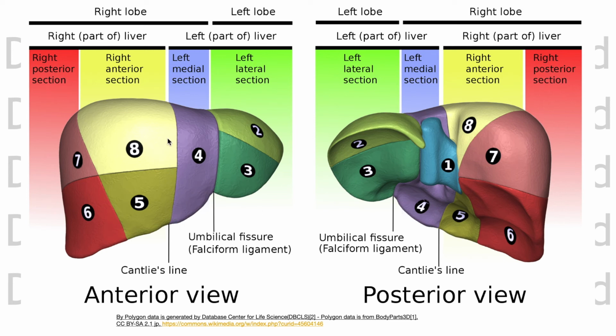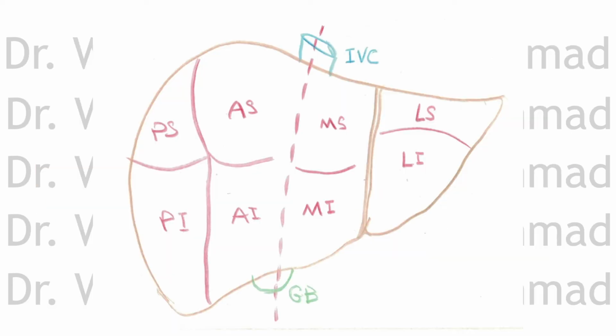But how to plot this on the anterior surface of the liver? By drawing an imaginary line between the inferior vena cava at the top and the fundus of gallbladder at the bottom. This demarcates the right physiological lobe from the left physiological lobe. So please understand these points. What demarcates the right from left physiological lobes? An imaginary line passing through the inferior vena cava at the top and the fundus of gallbladder at the bottom.